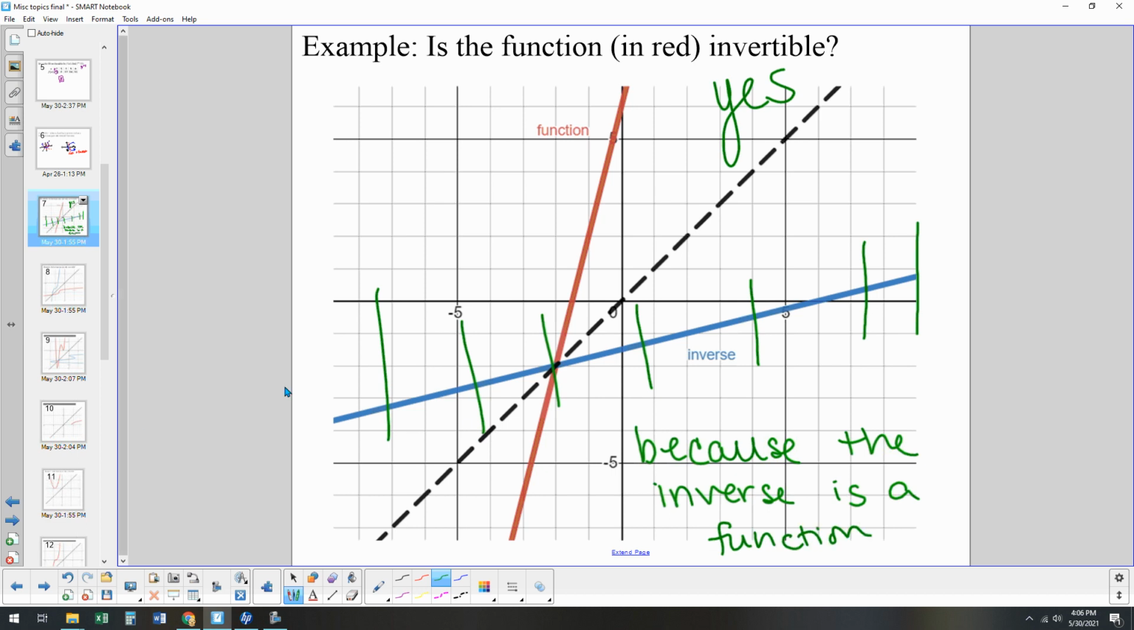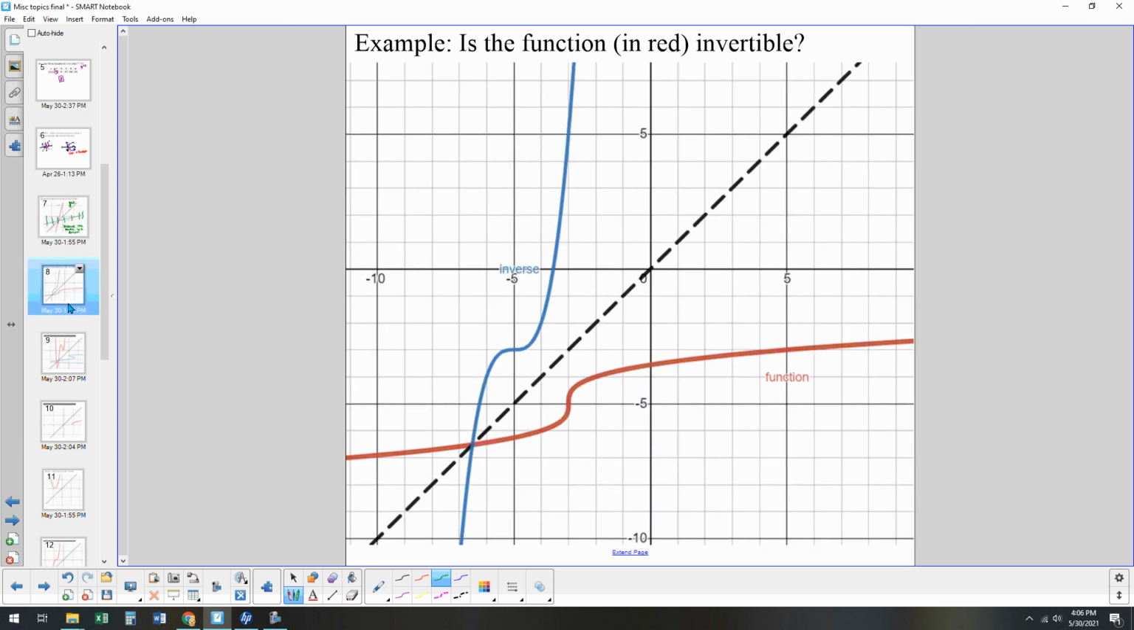So let's look at a few more. That was a linear function. All linear functions, when I do that, will work. Here I have a cube root function. This is my function over here in red, and when it's flipped over the line y equals x, we get this blue line. If I check the blue line, no matter where I put that vertical line, it only ever touches the graph once. So this is, again, yes. The function in red is invertible because the inverse passes the vertical line test.